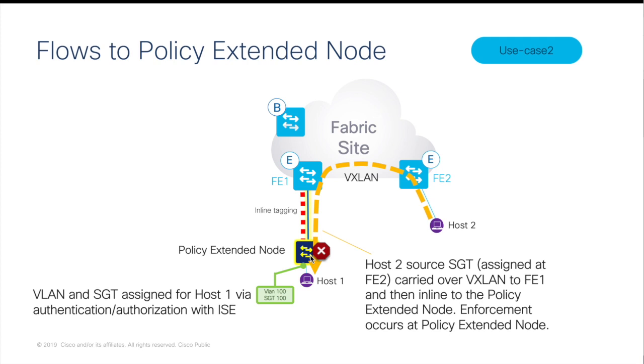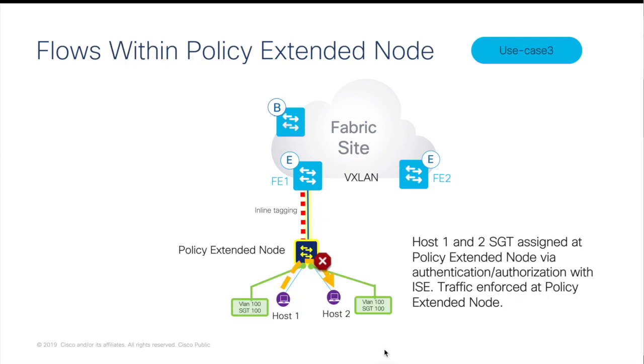So these are the new flows and the new enforcement flows that you'll see with policy extended node. And showing the final use case where two endpoints are connected to the same policy extended node, because policy has been downloaded to this local node, then host 1 communicating to host 2 can be enforced directly on this policy extended node. So there are three use cases.